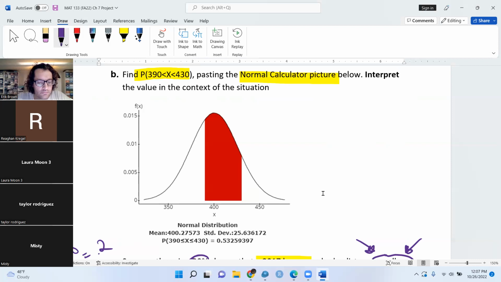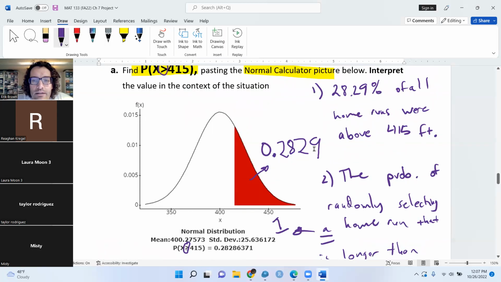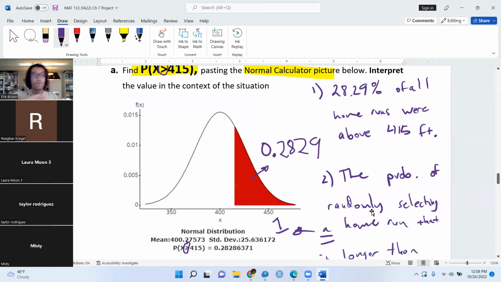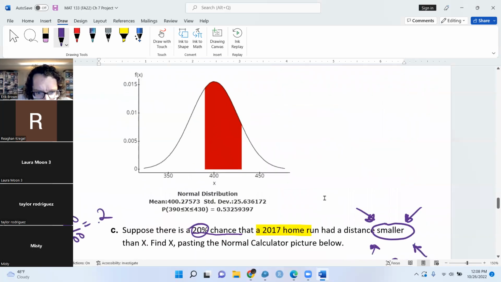Okay. So now I just got to interpret that. Interpret the value in the context of the situation. And so you're writing a sentence like this. And instead of saying above, you're going to say between, and you're going to write the two numbers. So the sentence itself is exactly the same. Well, I mean, you have to change the area amount, which is 0.5326 or whatever you want there. Awesome.